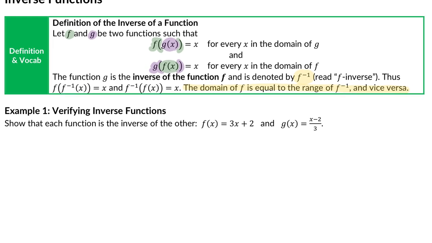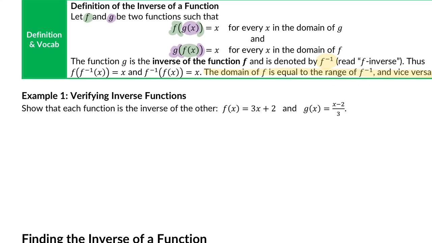So let's start right away. We're going to verify that these functions are inverses. So I'm telling you they're inverses. We're going to verify. Here's f of x. Here's g of x. To verify that they're inverses, we're going to check both directions of composition. We'll start with f of g of x.